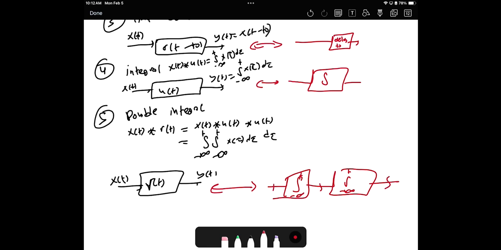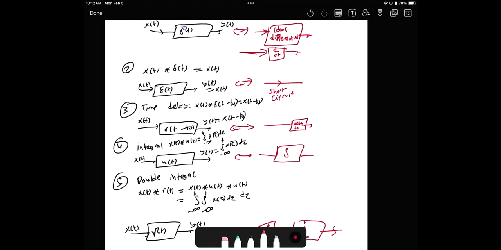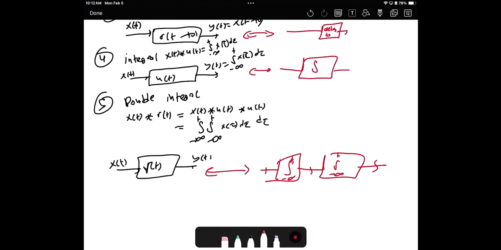So now, using these blocks, we can do differentiation, we can do integration, and by using convolution as well, differentiation, integration, double integral, the normal situation, or time delay, or the buffer, or short circuit.